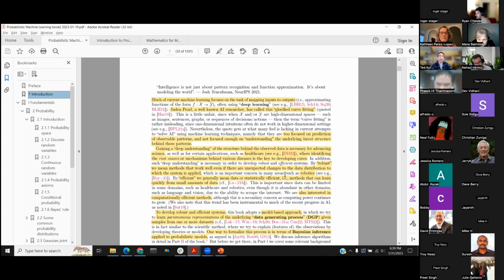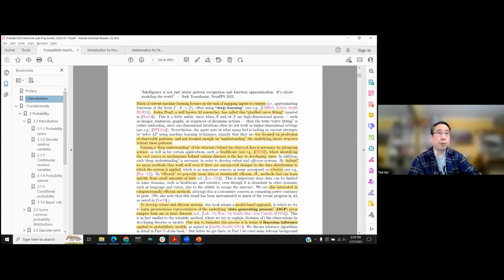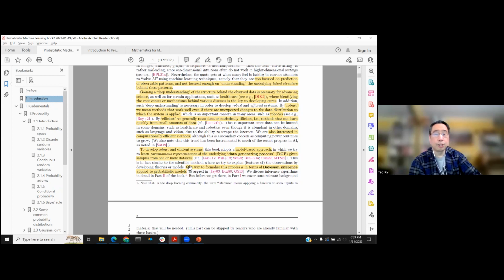So really, if we can understand the latent structure, then we may be able to extrapolate beyond the data we've seen. And if we are sample efficient, then we can learn quickly. So those are his 2 main criteria. So to develop robust and efficient systems, this book adopts a model-based approach. We want to learn parsimonious representations of the underlying data generating process given samples from 1 or more data sets. If you can understand the data generating process and what distribution of values it can output, then you get the nice robust algorithms the author is talking about.